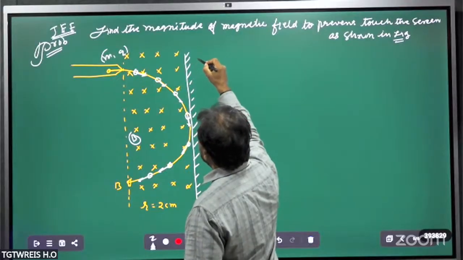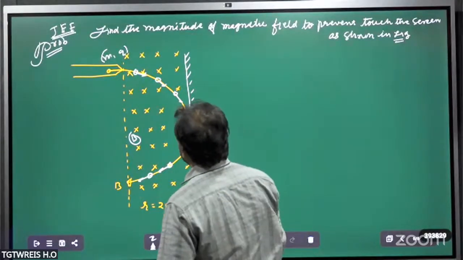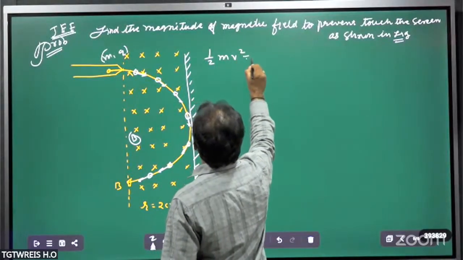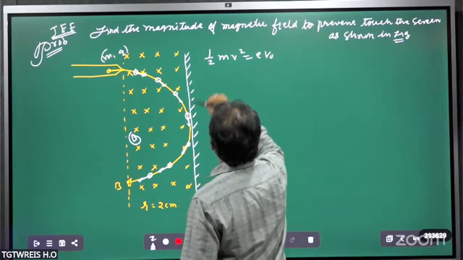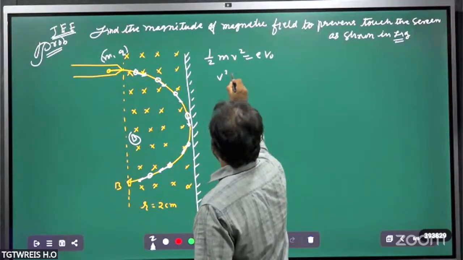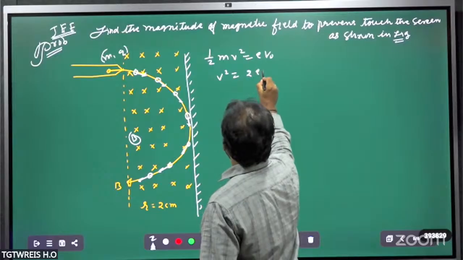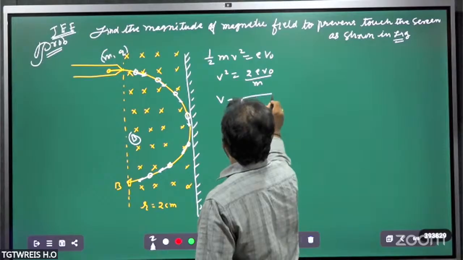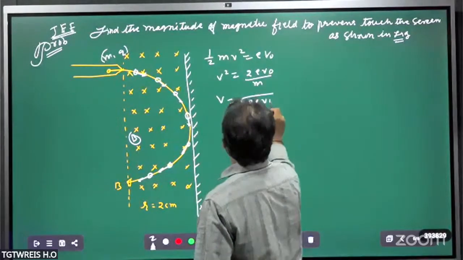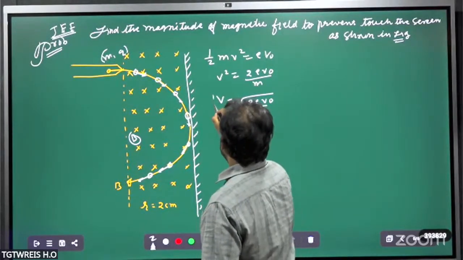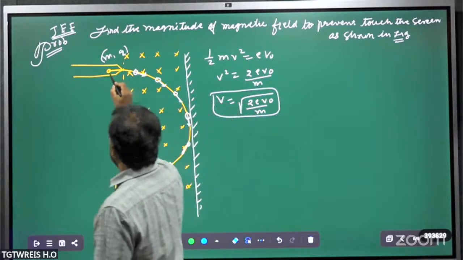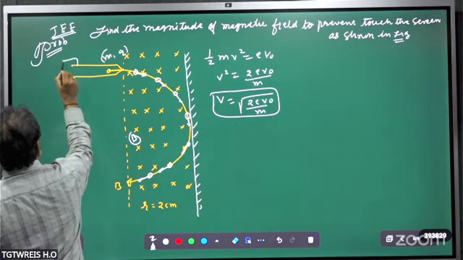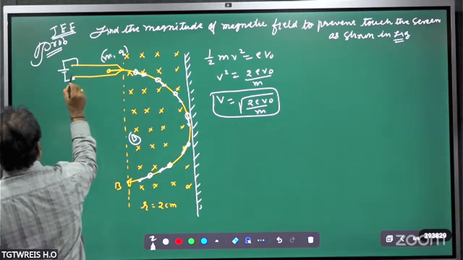The particle is projected with a certain velocity. Half mv square is equal to eV naught. From this, v square is equal to 2eV naught upon m. v is equal to root over 2eV naught upon m. So it leaves with this velocity, because it is accelerated through the potential difference of V naught.